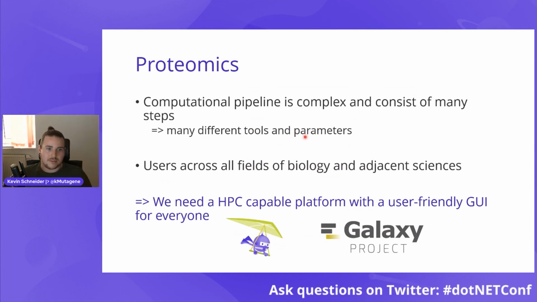As I said, this is a very computationally complex pipeline. It has many different tools and parameters. I think it's 20 or 30 tools. And our task is to make this available for everyone. So we need a platform that is able to perform high performance computing across multiple clusters and nodes, and also has a user-friendly graphical user interface to start these kinds of workflows. And this is how .NET landed on the Galaxy project, basically.